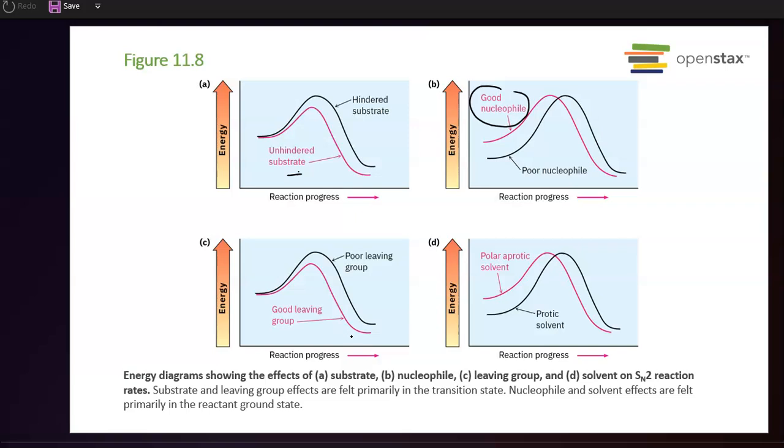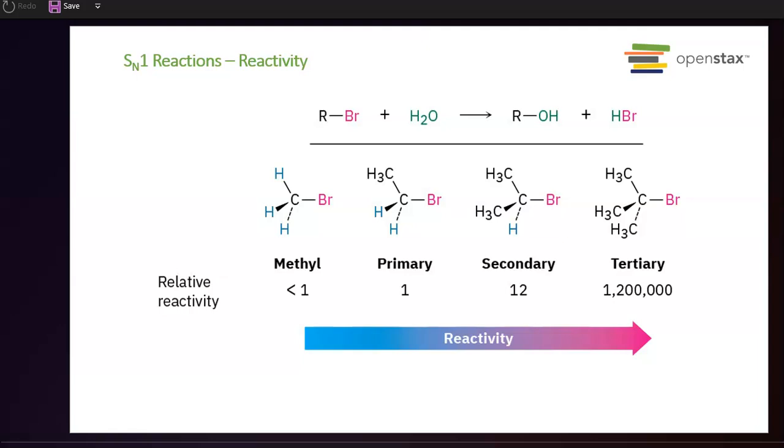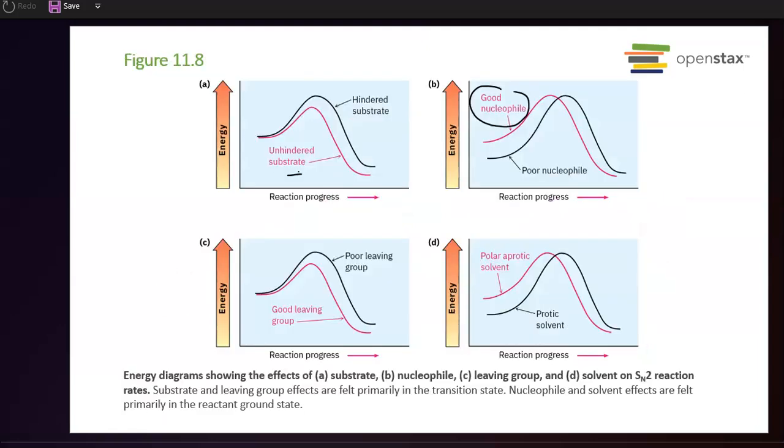Then a good leaving group again has a smaller transition state, and then a polar aprotic solvent has a smaller delta G, or energy of activation. So that's what we are looking at, how the energy diagrams show the effect of the substrate, nucleophile, leaving group, and solvent on an SN2 reaction. We'll talk about the SN1 reaction in the next video.